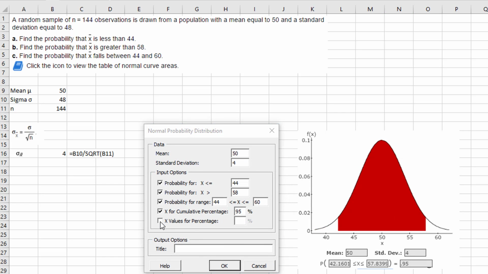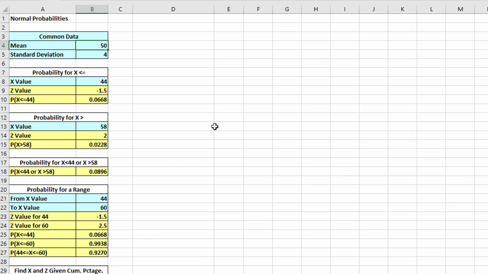And last, I'm going to select this one, the X values for percentage, and I'm going to use 95 again, but this time it's the area between two values of X bar. 95% is the area under the curve there in the sketch from StatCrunch, and that's what we're trying to find. What are these values of X bar? And I'm just going to go ahead and click OK, and we get a lot of information here, which is really very handy. And this is a simple Excel spreadsheet once it prints it out.